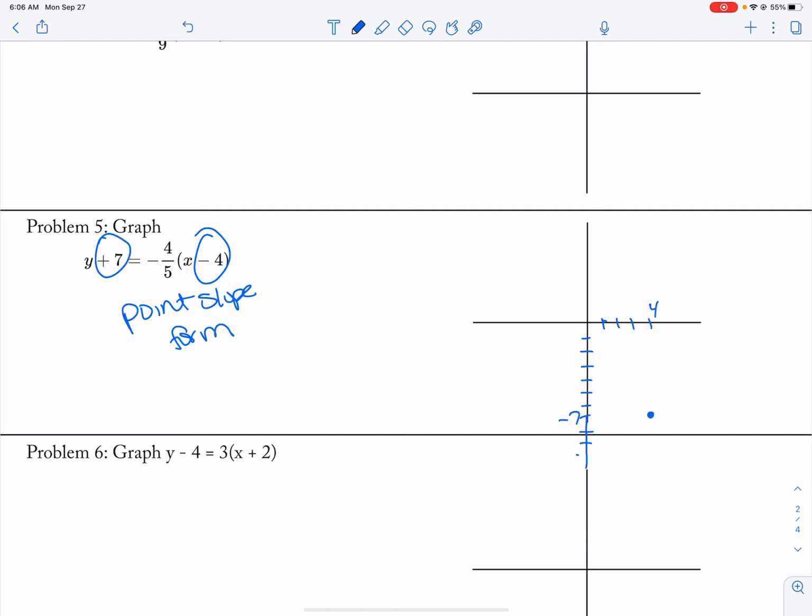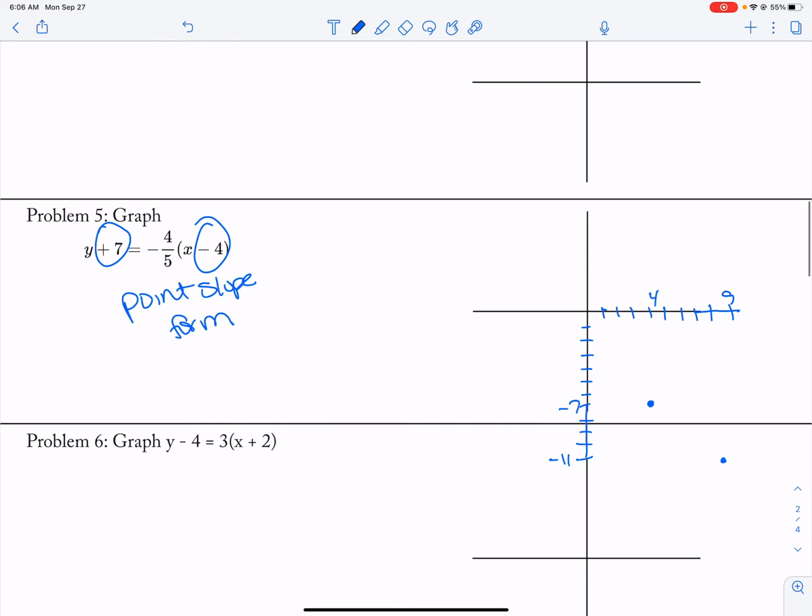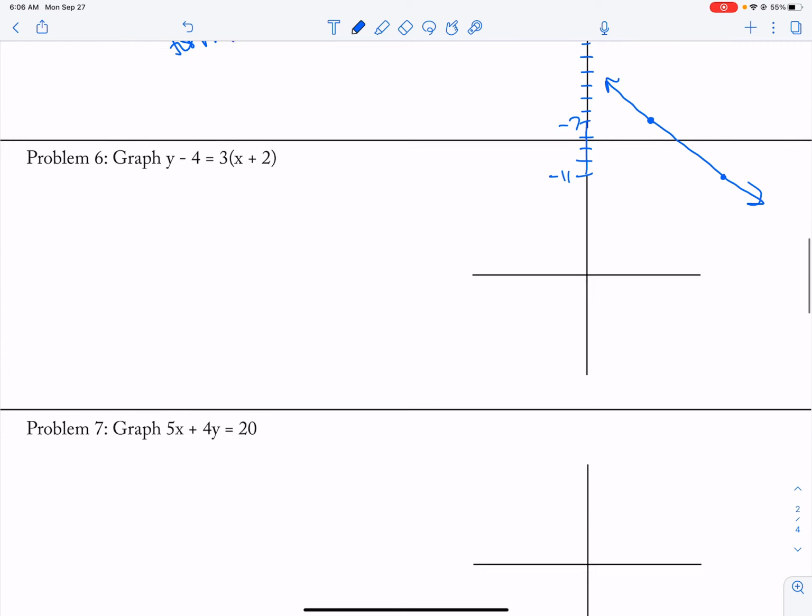So 1, 2, 3, 4. And then to the right 5. 1, 2, 3, 4, 5. So this makes this 9, and this makes this -11. So I'm down here. And then I connect the points together. So I'm going to do my slope from the coordinate point.